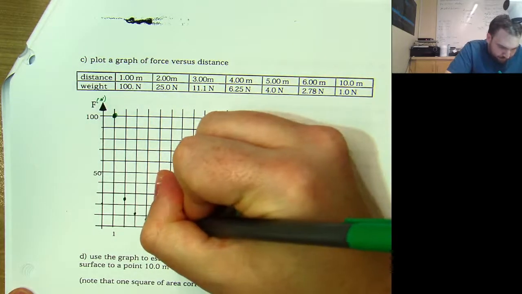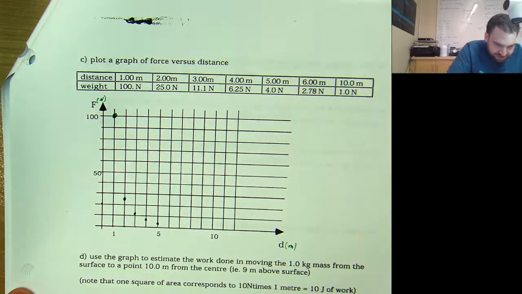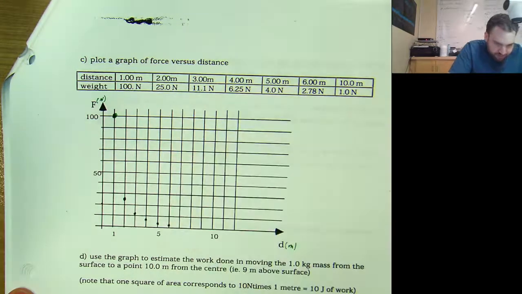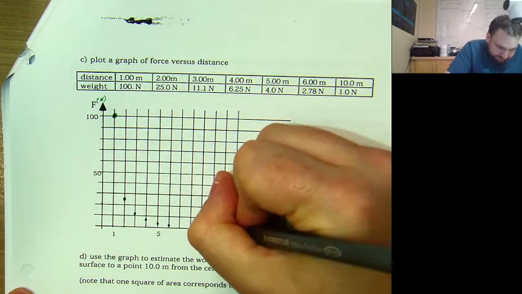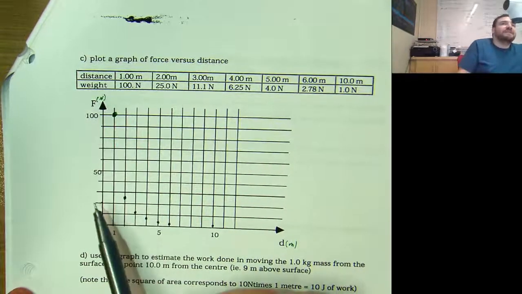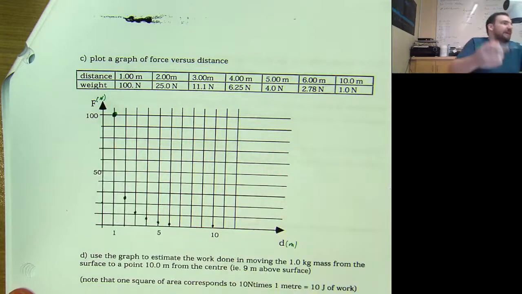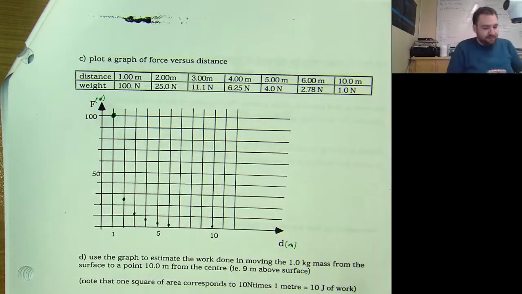At 5, we're at 4. At 6, we're at there-ish. And at 10, we're going to be down here. Because each one of these lines represents 10. And, 10, 20, 30, 40, 50, 60, 70, 80, 90, 100. We have 10 lines. Take us up to 100. Each one's worth 10. So our graph looks something like that.